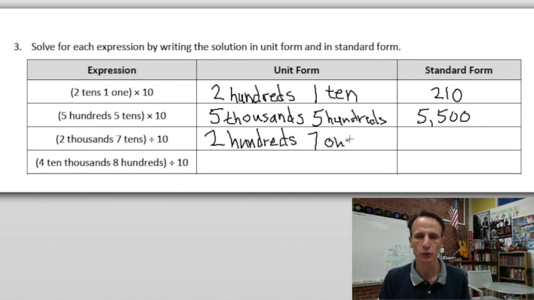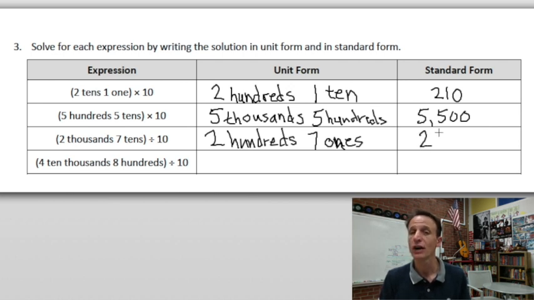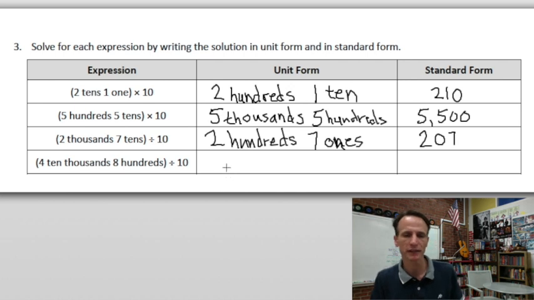Now this is the first one where we have to insert a 0 in a place in between. See, we have 2 hundreds, and how many tens do we have? We have 0 tens, but we have 7 ones. Does that make sense? 207 ones, 207. The mistake here, of course, would be to write 27 or 270 or some other such thing that's not the actual number.